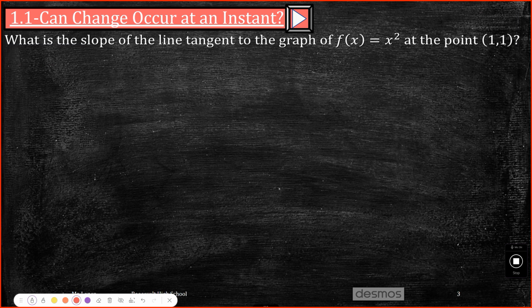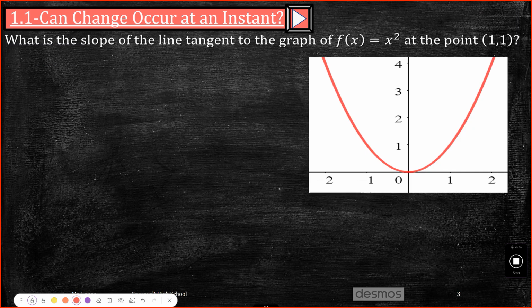Here we go. Write this down. What is the slope of the line tangent to the graph of f of x equal x squared at the point (1, 1)? So now, for homework, I gave you a bunch of different graphs, and you have to find the different average rate of change for different ones.